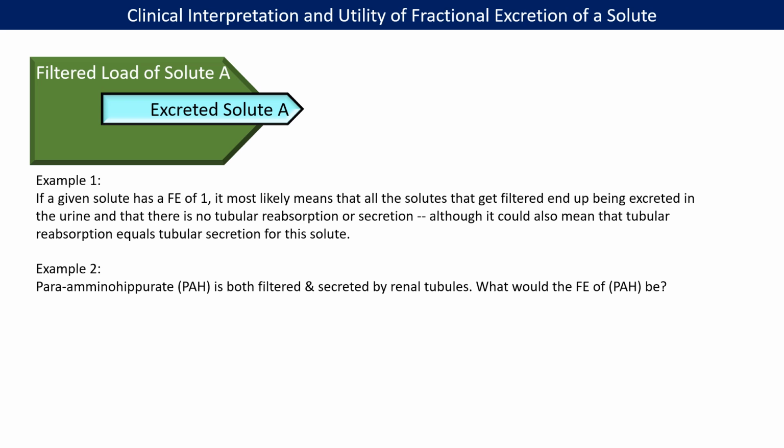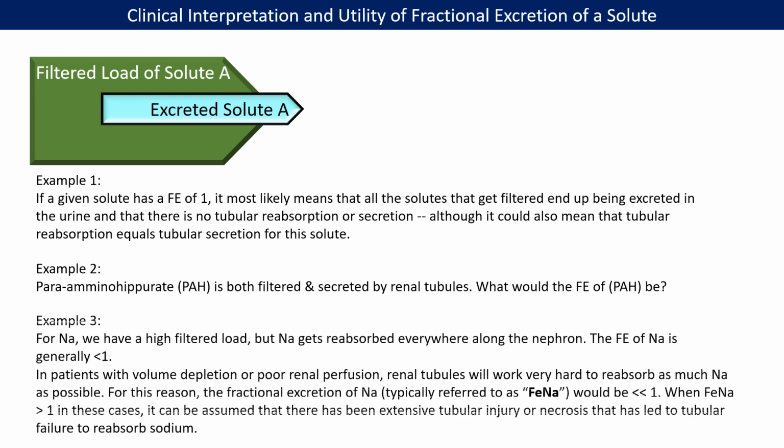Example 2. PAH is both filtered and secreted by renal tubules. What would the fractional excretion of PAH be? It is likely going to be greater than 1.